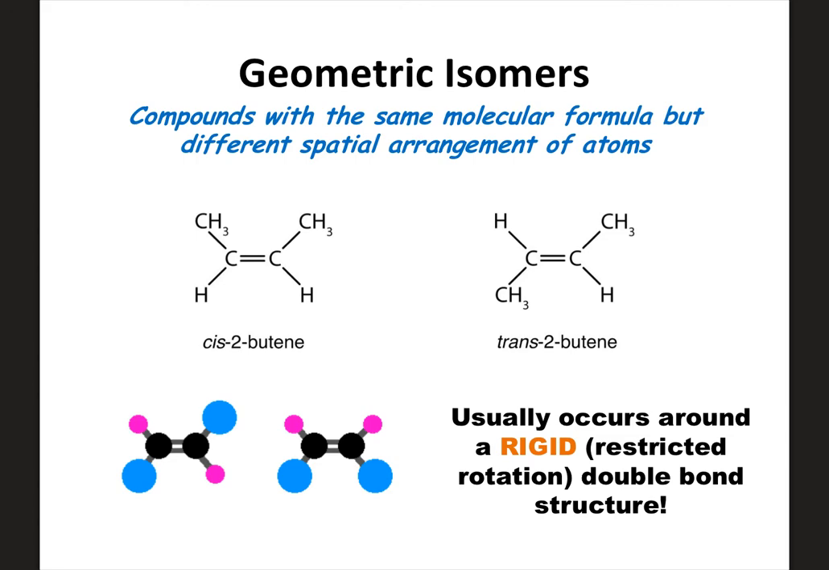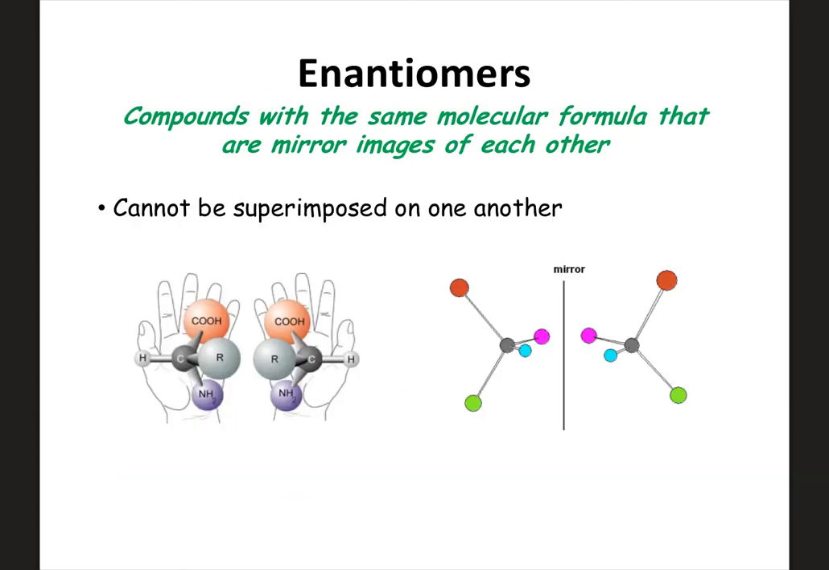But geometric isomers are going to have the same formula. They're just going to have a different 3D spatial arrangement of these atoms, typically around a double bond. The last type of isomer we are going to look at is called enantiomers. These are a little tougher to identify, but again, they're going to have the same formula, but these molecules are going to be mirror images of each other.